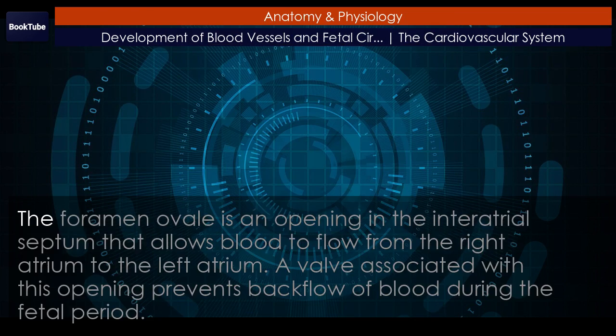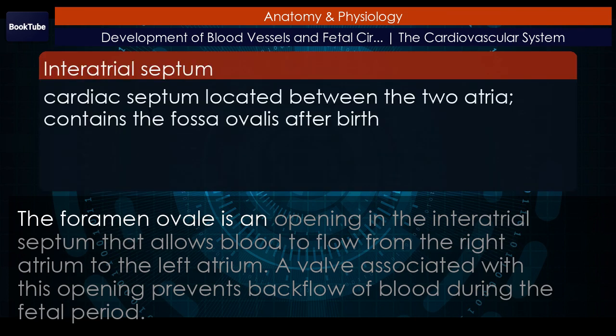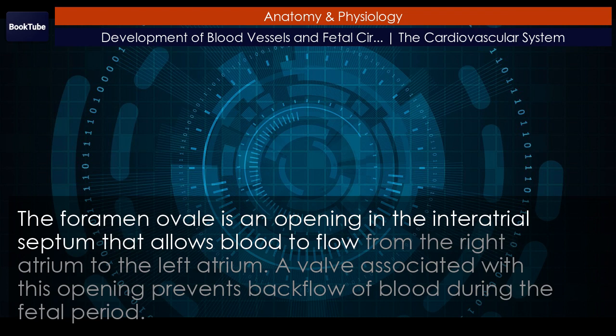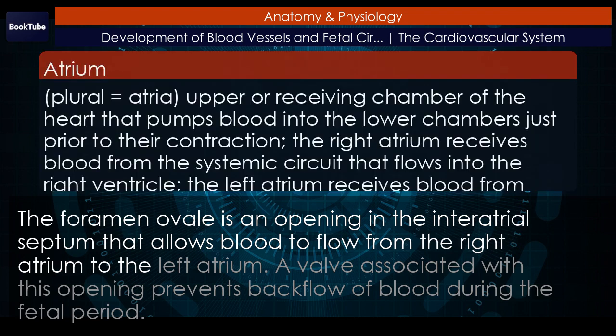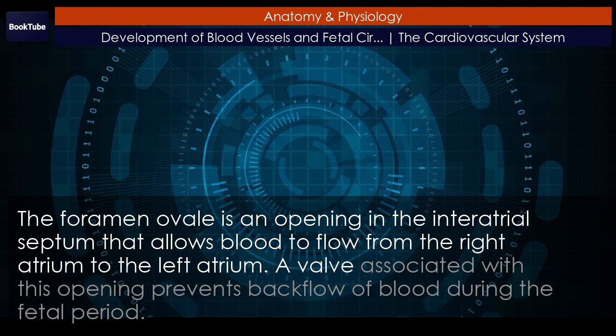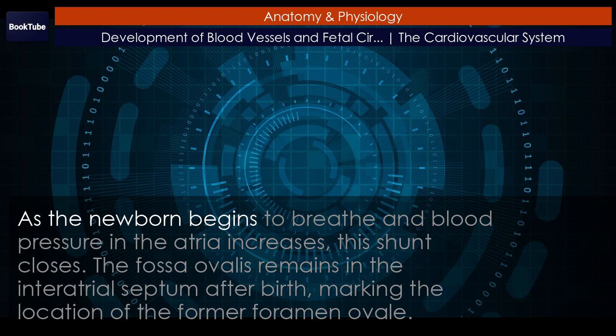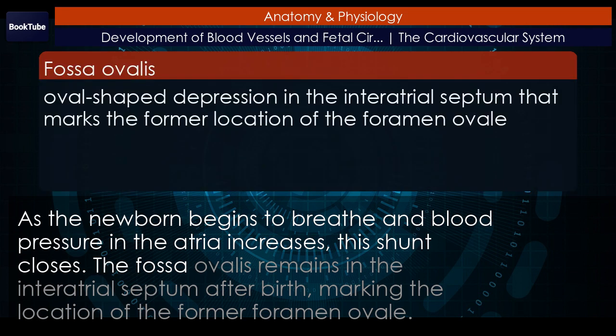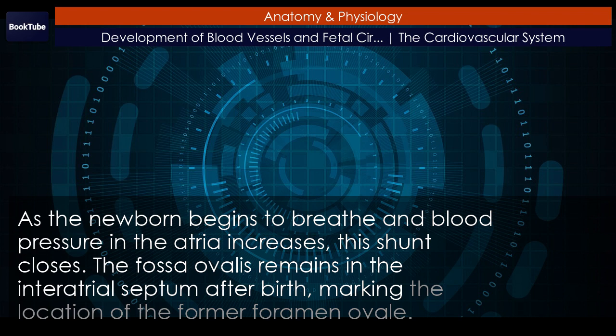Figure 1. The foramen ovale is an opening in the interatrial septum that allows blood to flow from the right atrium to the left atrium. A valve associated with this opening prevents backflow of blood during the fetal period. As the newborn begins to breathe and blood pressure in the atria increases, this shunt closes. The fossa ovalis remains in the interatrial septum after birth, marking the location of the former foramen ovale.